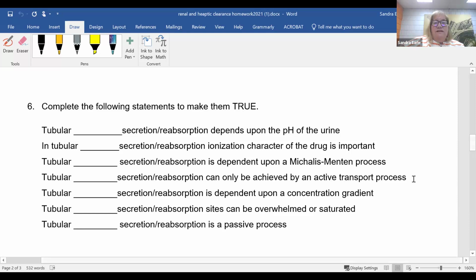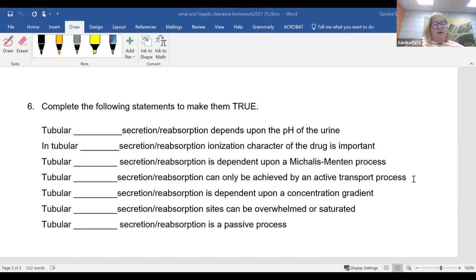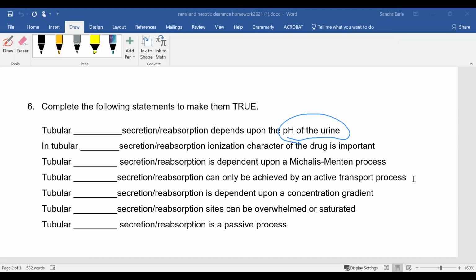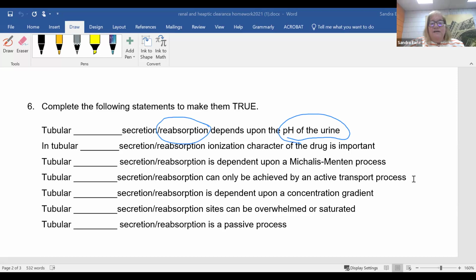All right, you ready to move on to these? This is the speed round. Complete the following statements to make them true. Tubular secretion or reabsorption depends upon the pH of the urine. Reabsorption. Right, because this is going to affect the ionization character, and therefore affect whether or not it can be passively reabsorbed, whether it can undergo passive diffusion. Good, so the answer here is reabsorption. Everybody good with that?